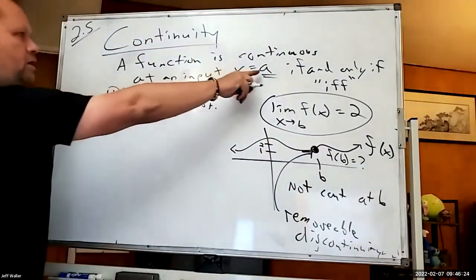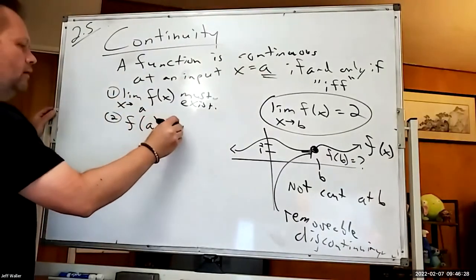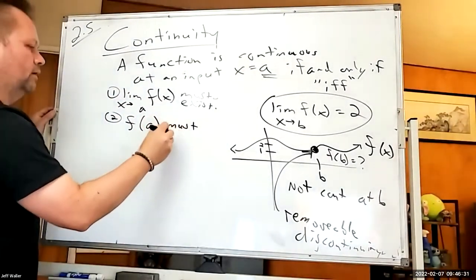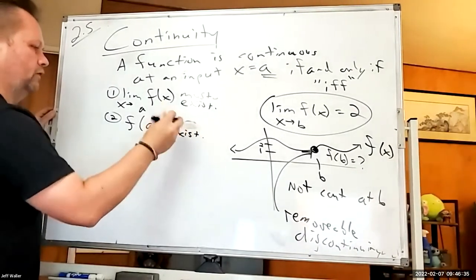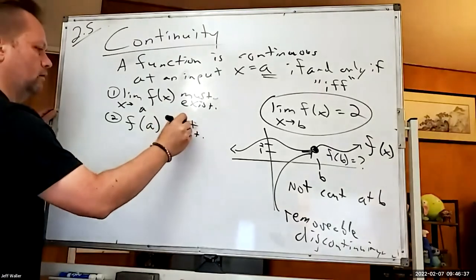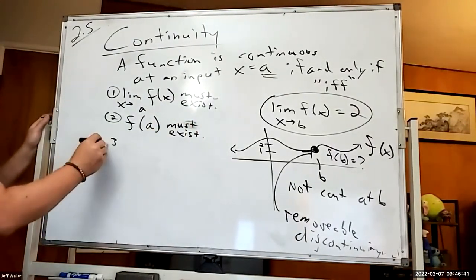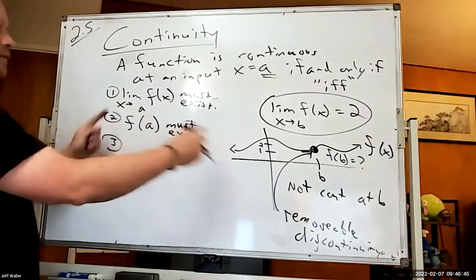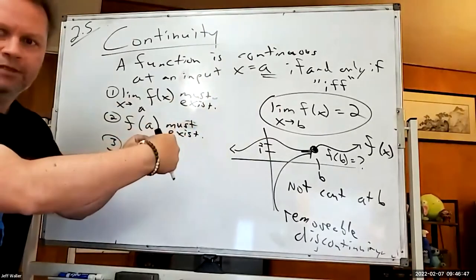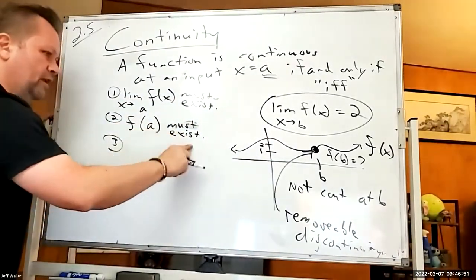Now, I'm sorry, I'm changing my letters, but f of a must exist. All right, so first off, the limit has to exist, and obviously inherent in this is from both directions, yes? The function has to have an output there.